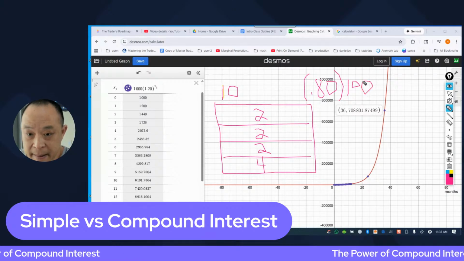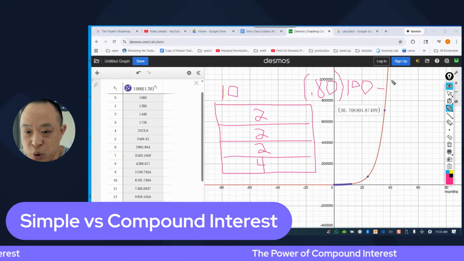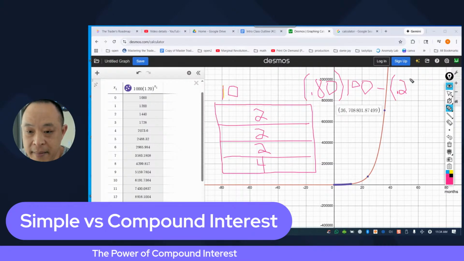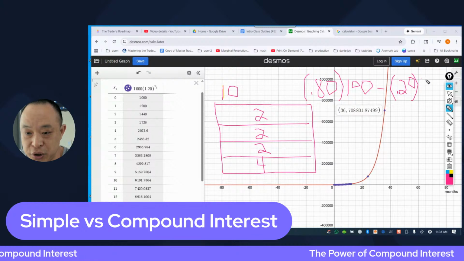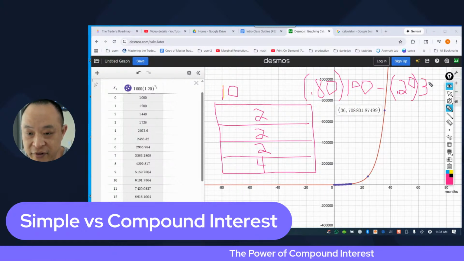Minus 20% of my expectancy, how much do I lose on my 20% losers? I'm going to lose $300, from the formula that we just did earlier.